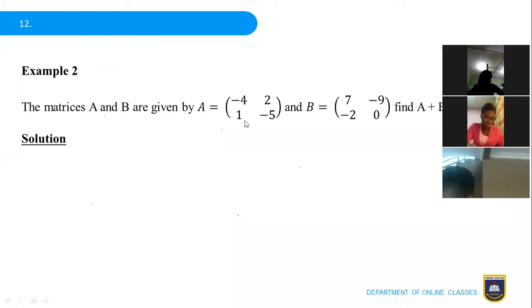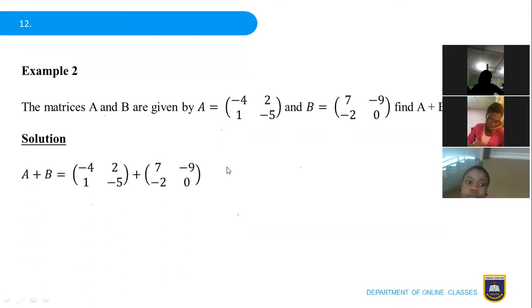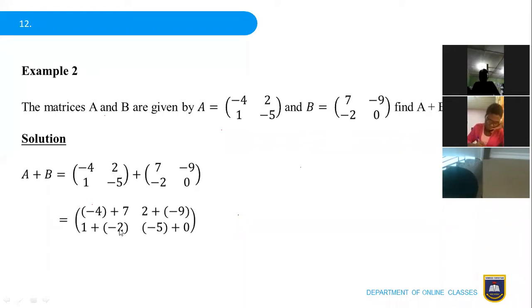Let's look at the suggested solution. So, as usual, A plus B will give us the matrix A plus the matrix B. Then we add their corresponding components to have this. Then your answer will be 3, negative 7, negative 1, negative 5. That is our suggested solution to this problem. Those of you who couldn't get it or who made some mistakes, you can check and then correct that.